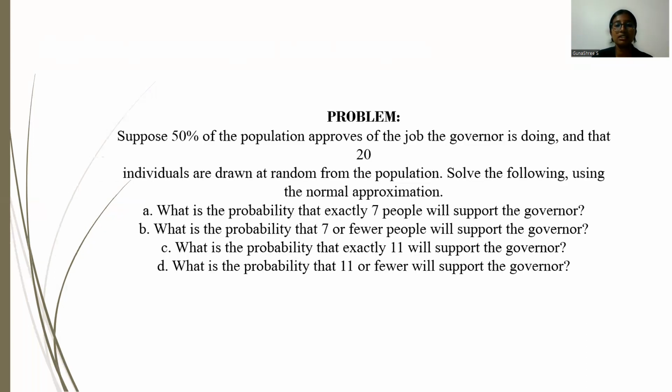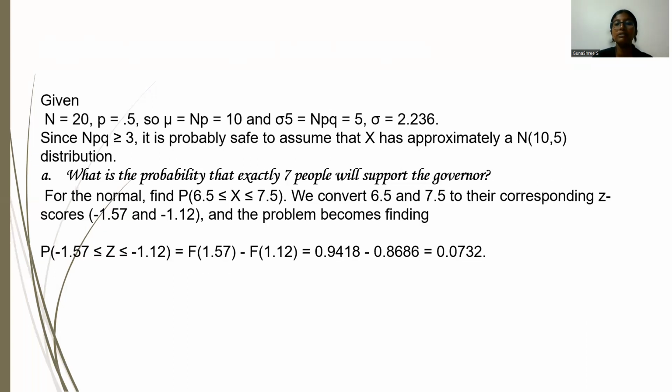When asked for exactly 7 people supporting the government, first we find the probability range, that is 6.5 is less than or equal to x, less than or equal to 7.5. When we convert 6.5 and 7.5 to the corresponding z scores, minus 1.57 and minus 1.12 are obtained. Using these values to find the probability from the normal distribution table, the answer is 0.0732.